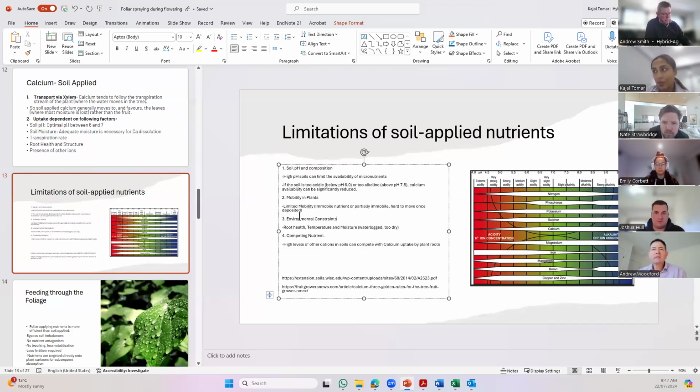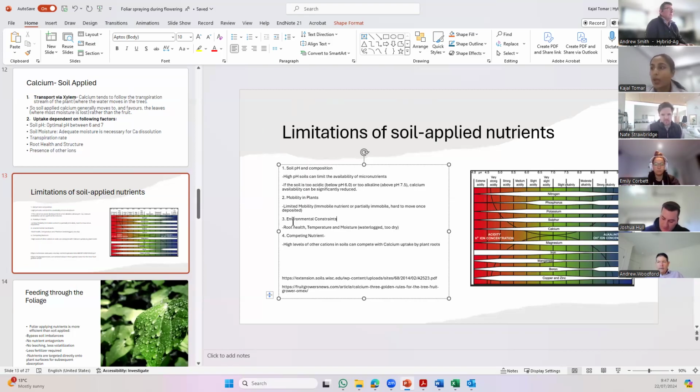Environmental constraints. So we talked about root health, temperature. If it's really cold during the early season in the soil, some of the nutrients need a bit of ambient temperature to be, I guess, soluble and available for the plant roots. Moisture, if it's waterlogged or too dry, that can impact the uptake of those elements as well. Competing nutrients, we touched on that as well.